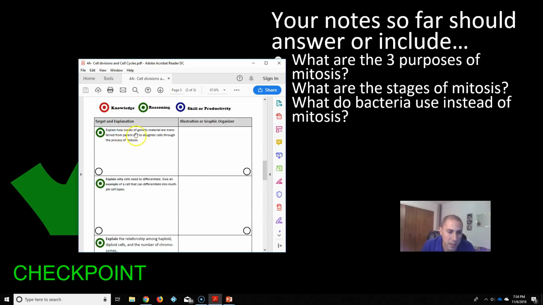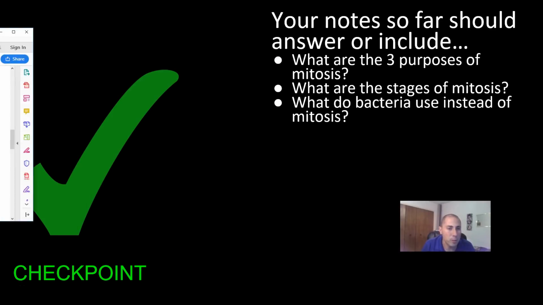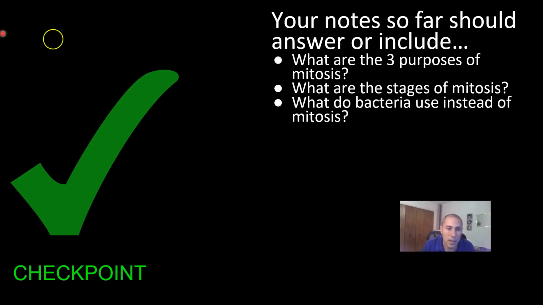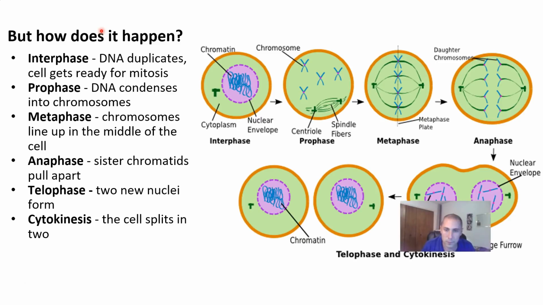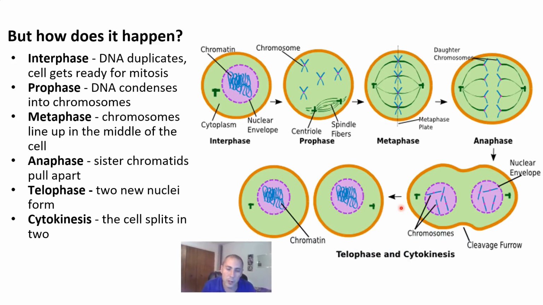Then right here it says explain how copies of genetic material are transferred from parent cell to daughter cell through the process of mitosis. That would be a good place to go back and look at this picture right here. You could draw, I really like this, where you have a picture of metaphase, a picture of anaphase, and then two final pictures, something like that. That'd be a really good picture to draw, or some version of that.